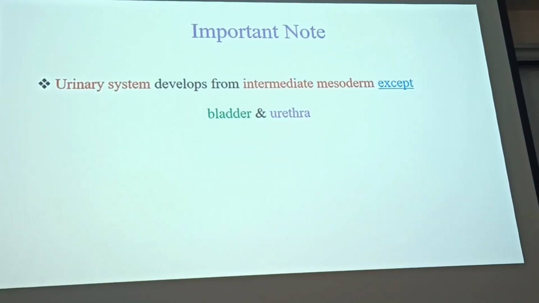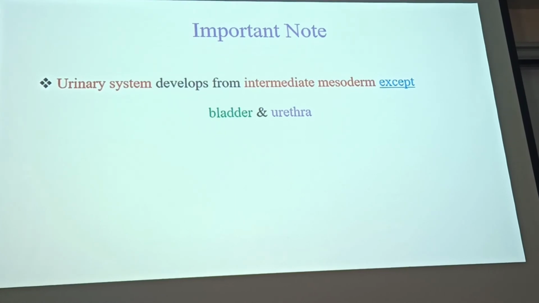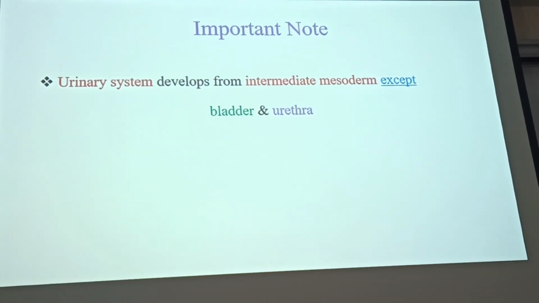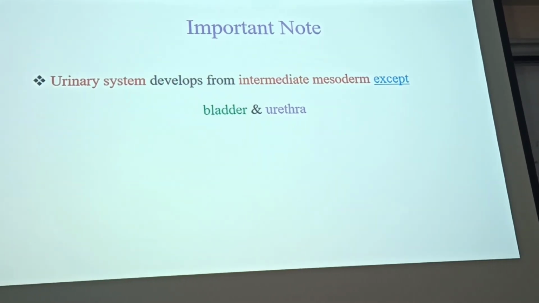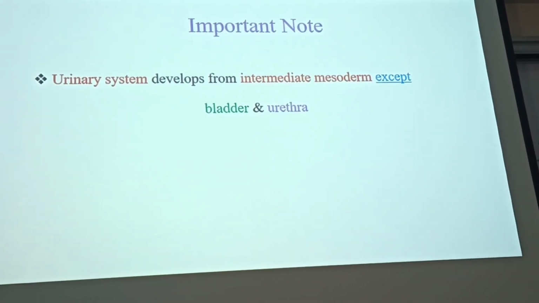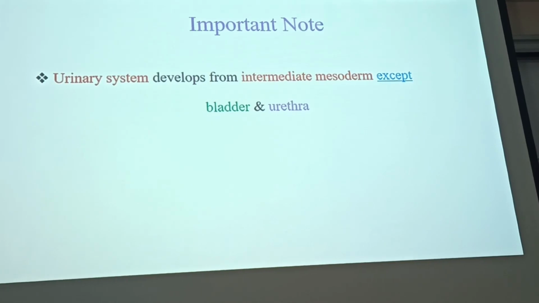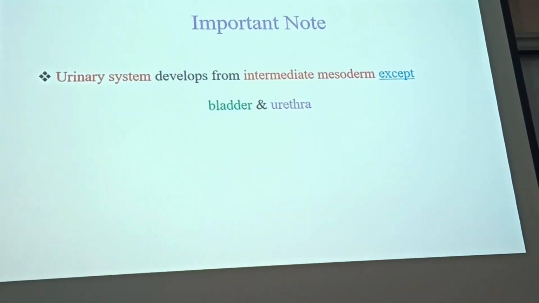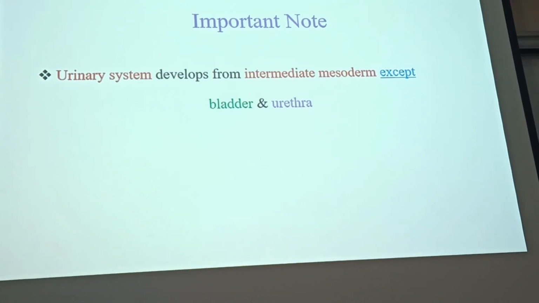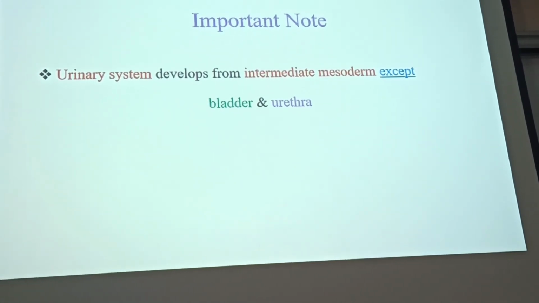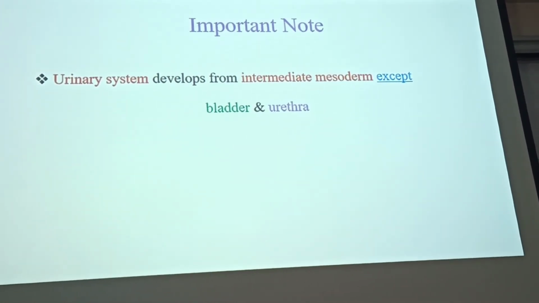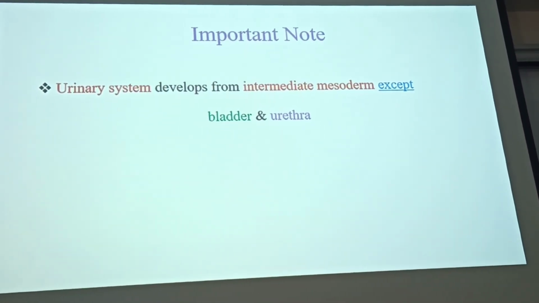Important note. As I said, the urinary system is originated from intermediate mesoderm, except the bladder and urethra. The bladder and urethra are originated from endoderm, from the cloaca, okay? Endoderm, not intermediate mesoderm.